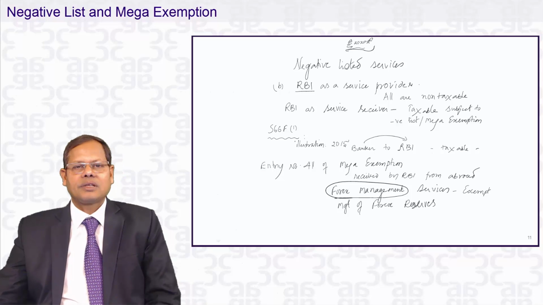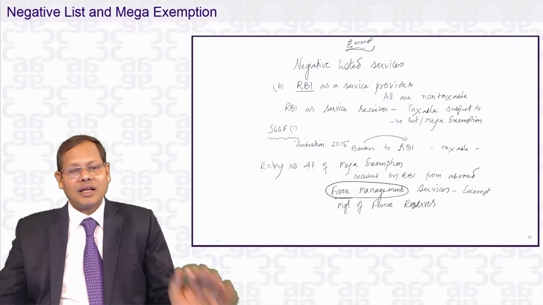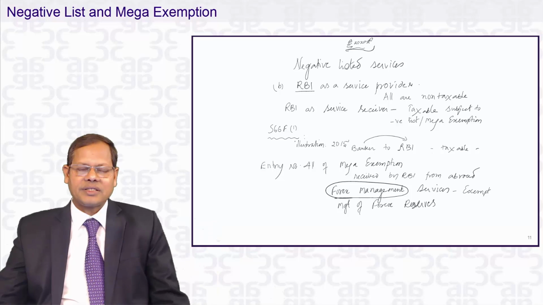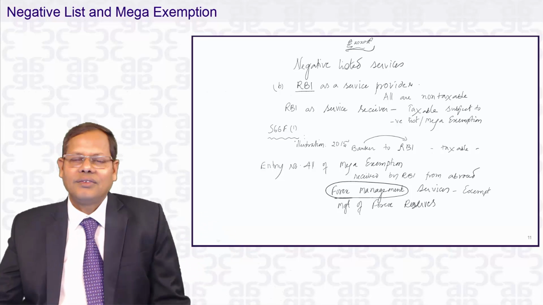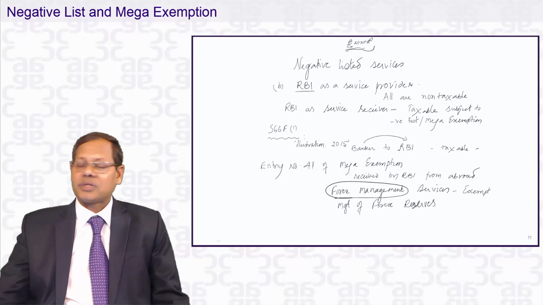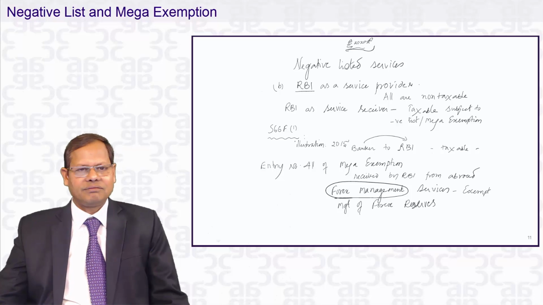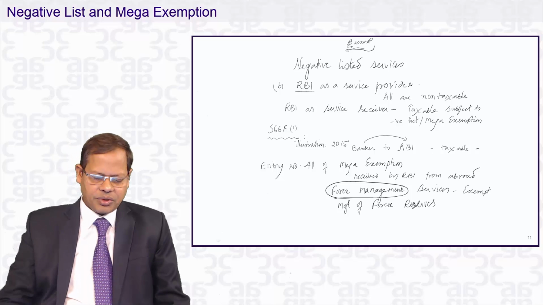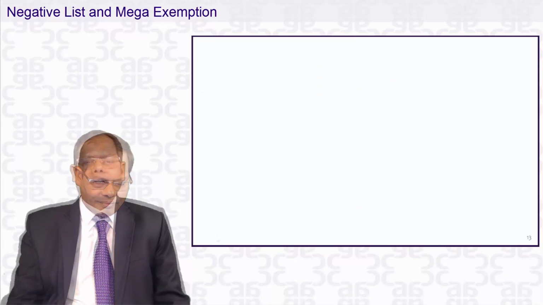Subject to this, all services received by RBI are exempt unless they are otherwise exempt, or unless they are otherwise falling under the mega exemption. RBI, in fact, receiving services has no specific relaxation or relief, taxable. So this is about RBI. We can go for next page. Next, clause C.